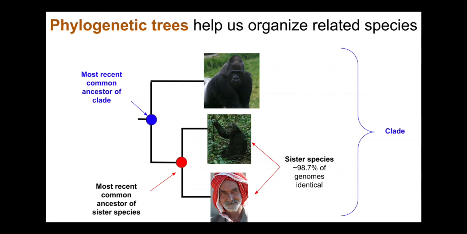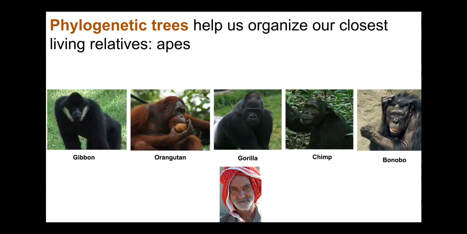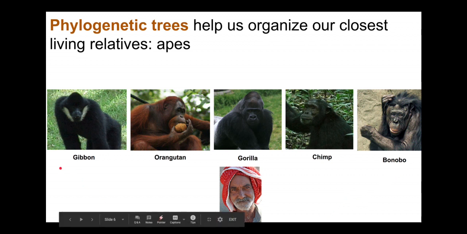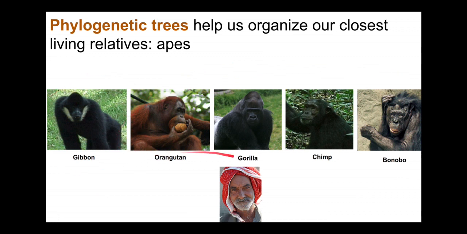Overall, phylogenetic trees help us to recognize and organize information about related species. When it comes to humans, phylogenetic trees let us organize and understand the relationships between all of our closest relatives, which are apes. Gibbons are apes, and the rest of these are considered great apes. And then gorillas, chimps, and bonobos are all African apes. So we have different categories of apes. We are all much more ape-like than anything else, and we are more distantly related to other primates, such as monkeys.